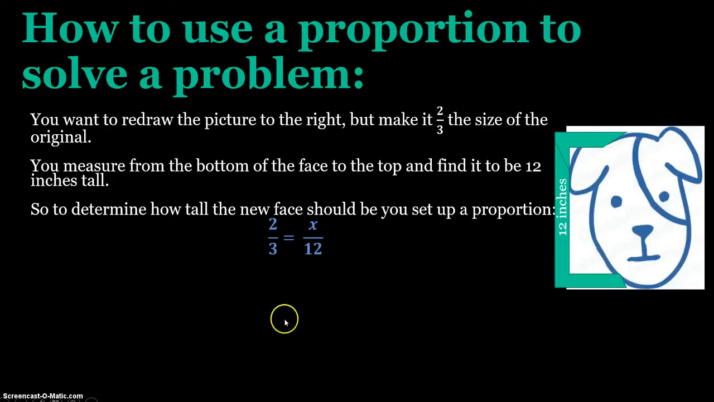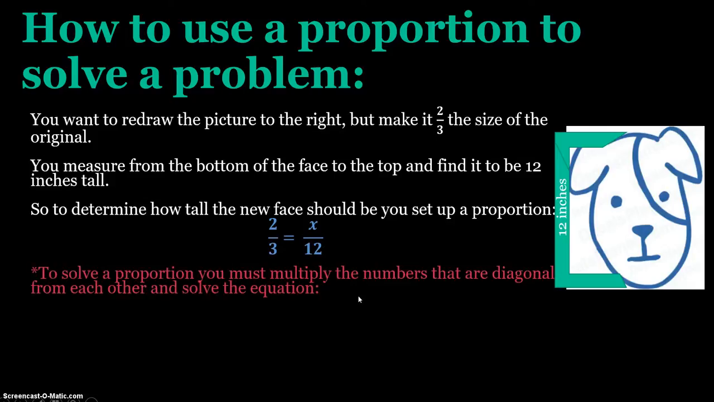So since we don't know how wide it is, that's where we get the variable. In order to solve this proportion, you must multiply the numbers that are diagonal from each other and solve the equation. So here we get 2 times 12 and 3 times x. 2 times 12 is 24, which is equal to 3x. And then we divide by 3 to get our x by itself, and that tells me that x is 8.